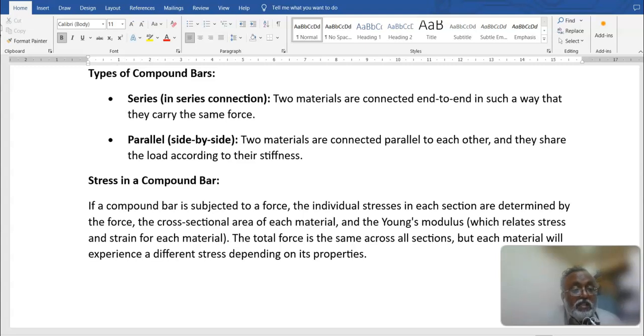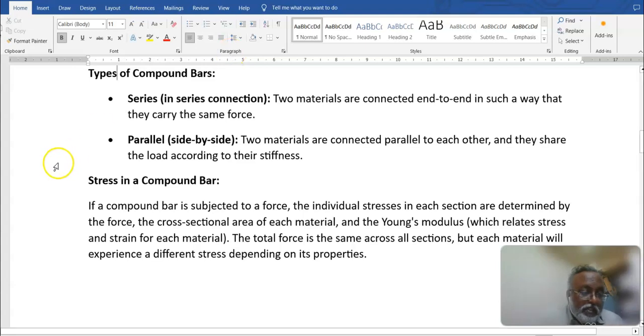Stresses in compound bar: if a compound bar is subjected to force, the individual stresses in each section are determined by the force, the cross-sectional area of each material and the Young's modulus. The total force is the same across all the sections, but each material will experience a different stress depending upon its properties. With this, let us conclude today's topic.